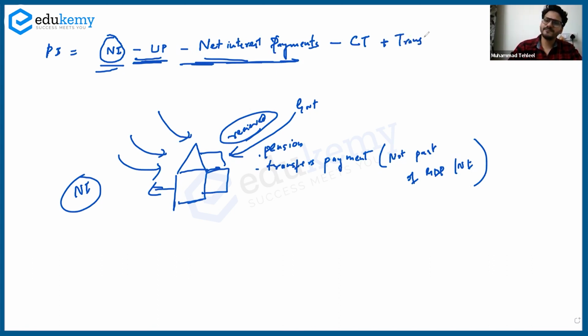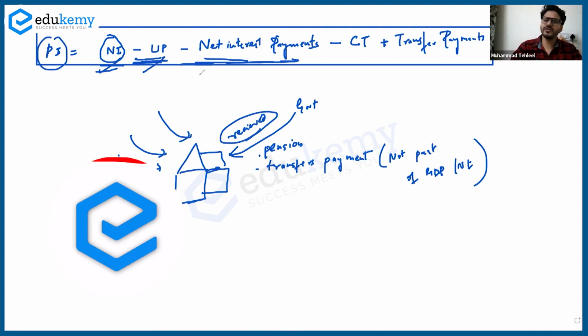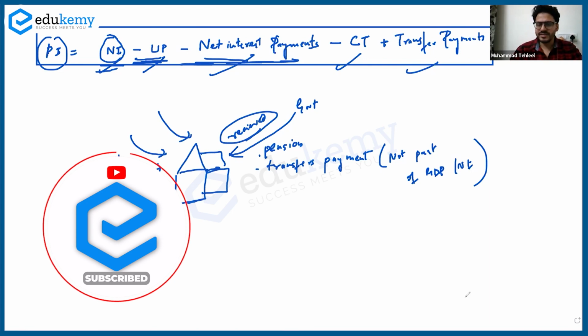Transfer payment. That completes your formula for personal income. So this is the formula for personal income. Personal income is equal to national income minus undistributed profits minus net interest payments minus corporate tax plus transfer payments. Is it clear, guys?